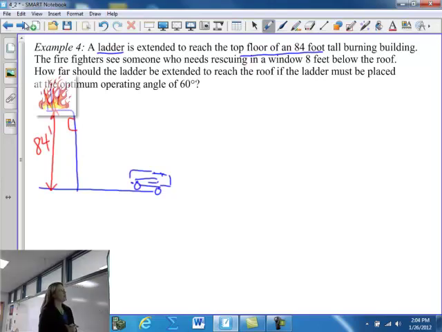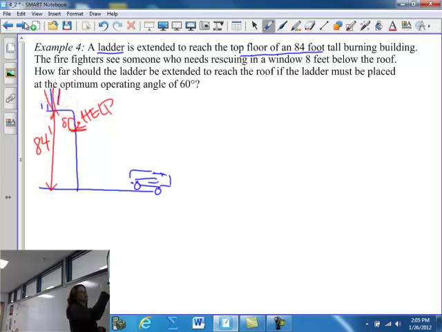Let's keep reading. The firefighter sees someone who needs rescuing. Oh gosh, now I gotta draw a person. Help! We're not the only ones needing help. Okay, so here's my person, and they're sticking their head out of a window, but the window is 8 feet below the roof of the building.